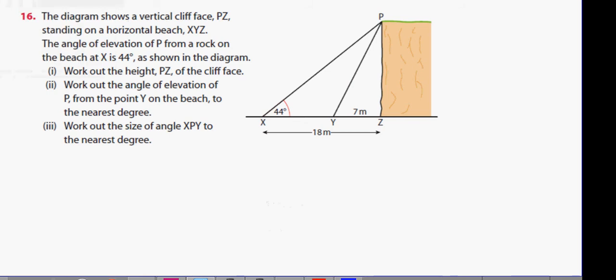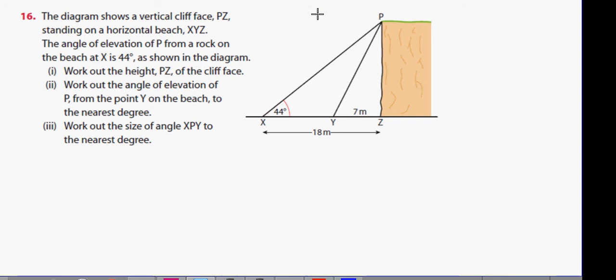So, the diagram shows a vertical cliff, PZ, standing on a horizontal beach, XYZ. The angle of elevation of P from a rock on the beach at X is 44 degrees, as shown in the diagram. Work out the height PZ of the cliff face.